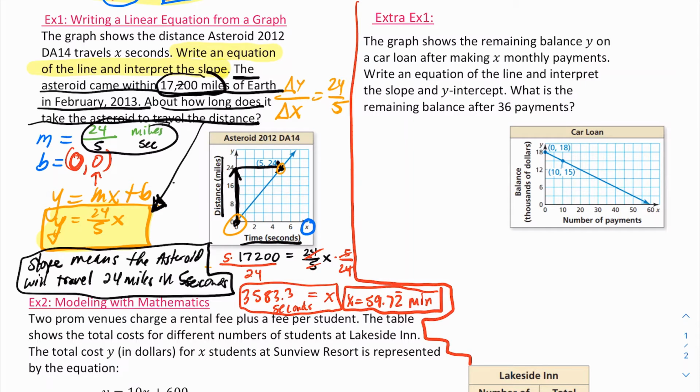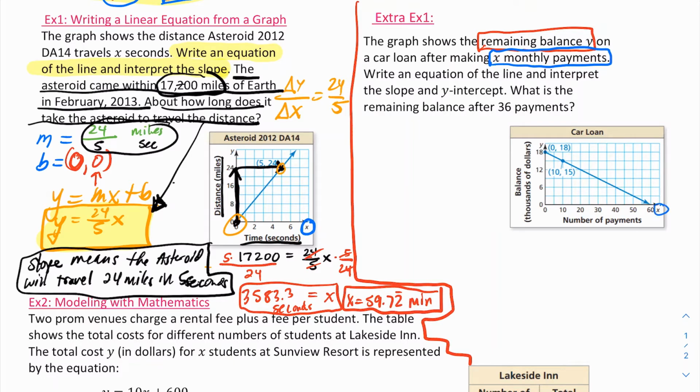All right, so the graph shows the remaining balance. So that's what Y stands for. On a car loan, after making X amount of monthly payments. Okay, so now we know what X and Y stand for.